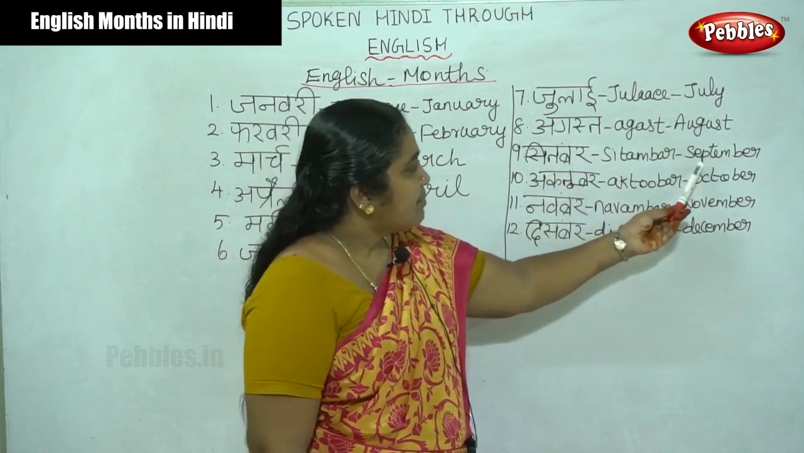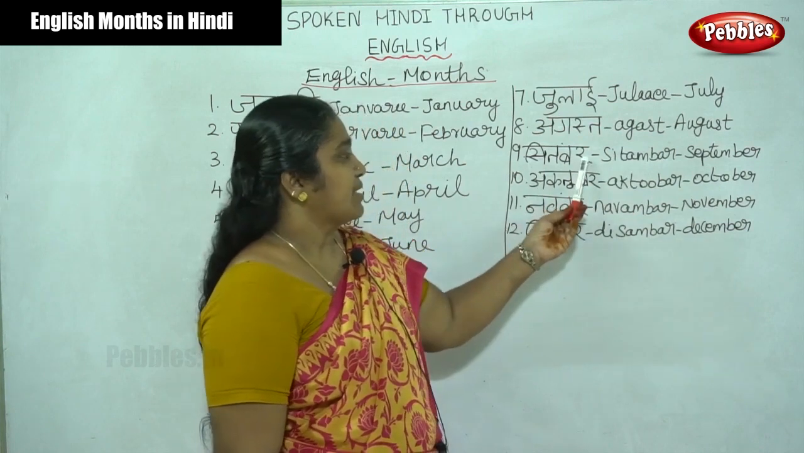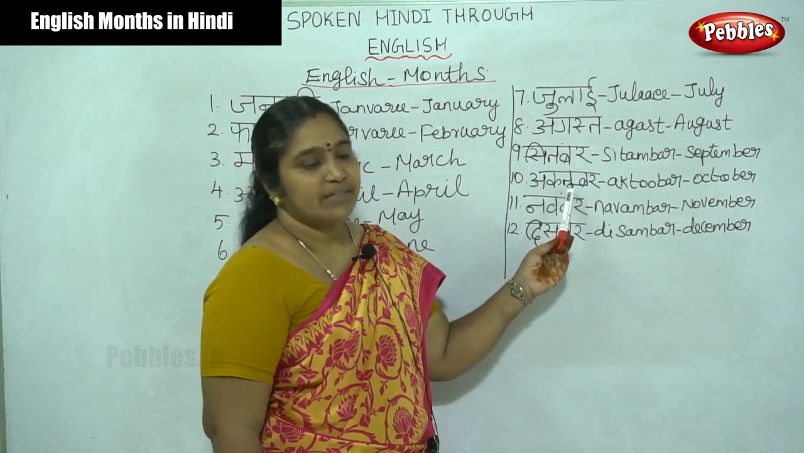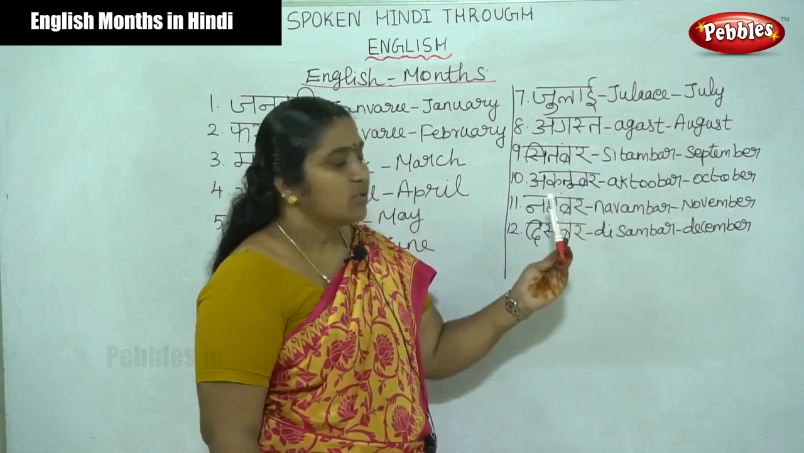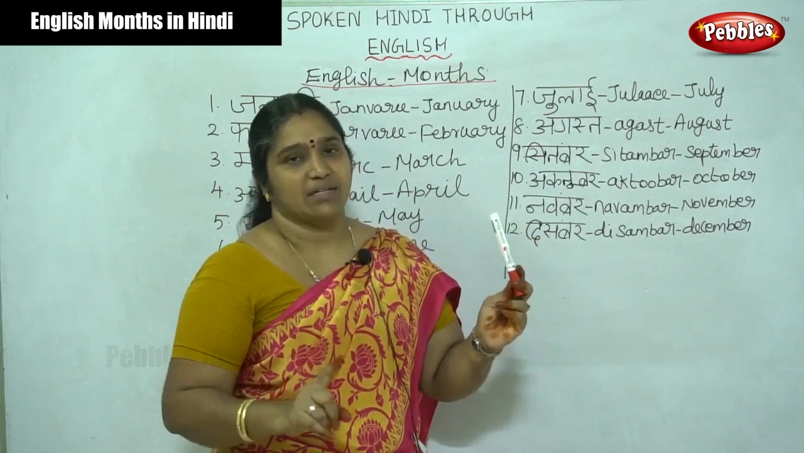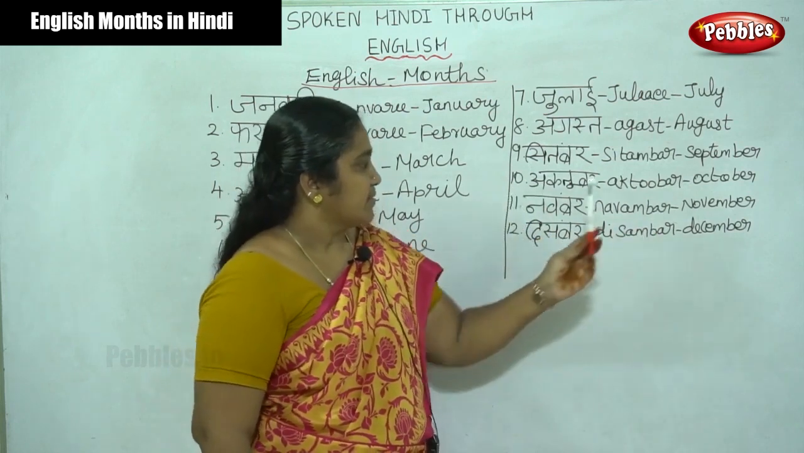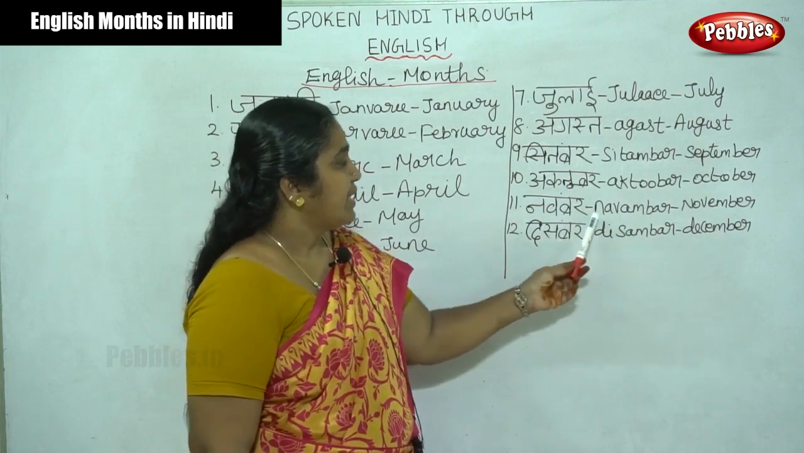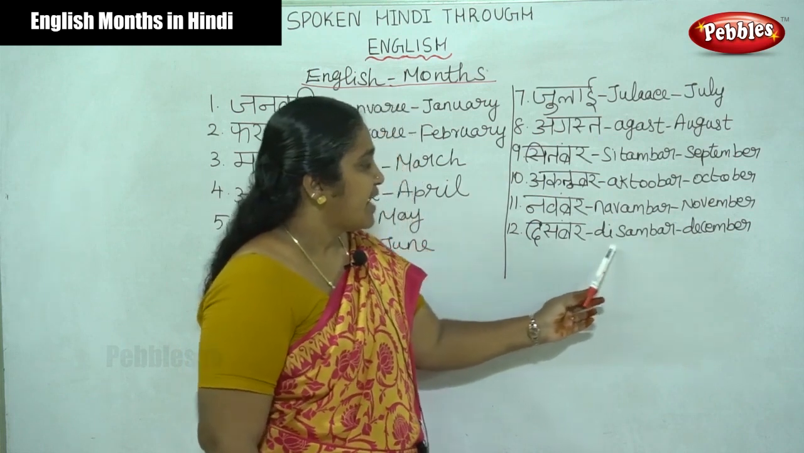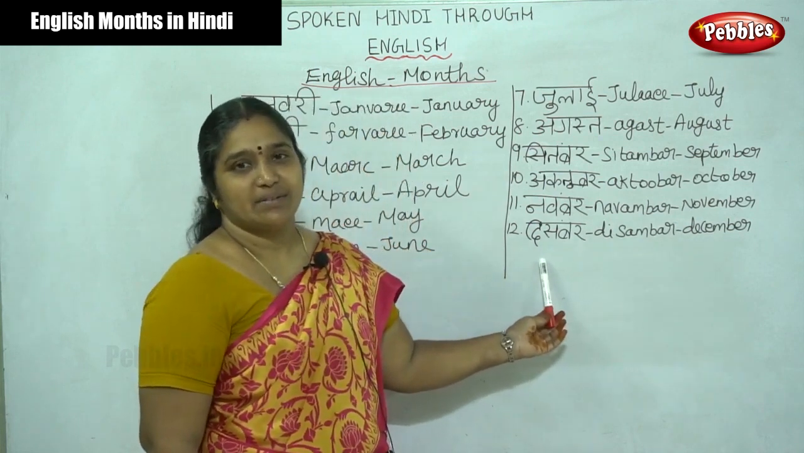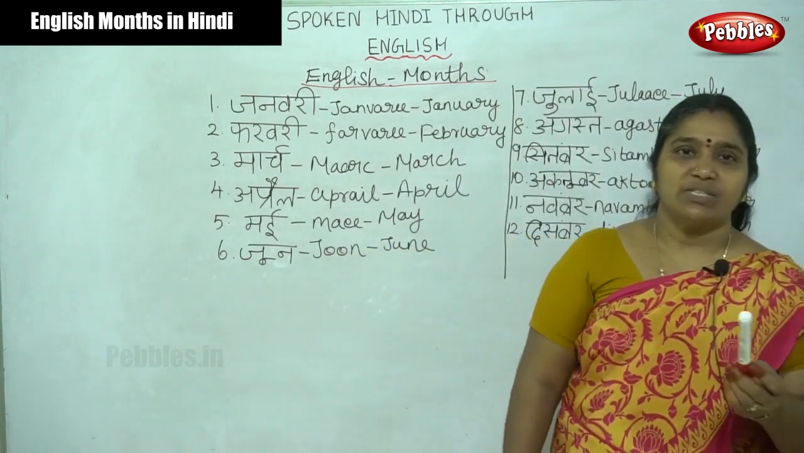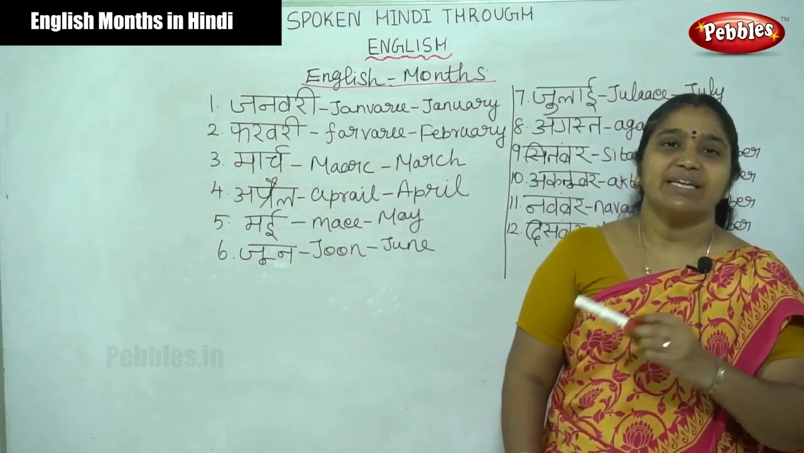Here September is Sitambar. Then October, the T sound changes into the ta sound, that is October. Then November. Then for December we have December. Okay, now I am very clear that you all know these months in Hindi.